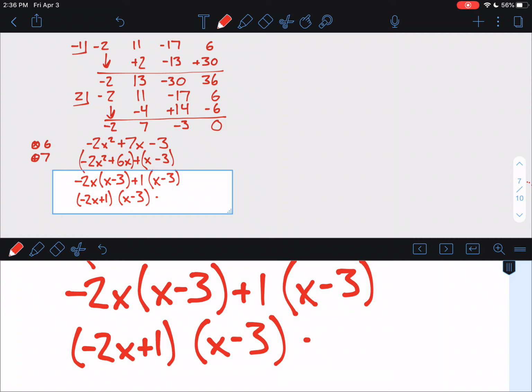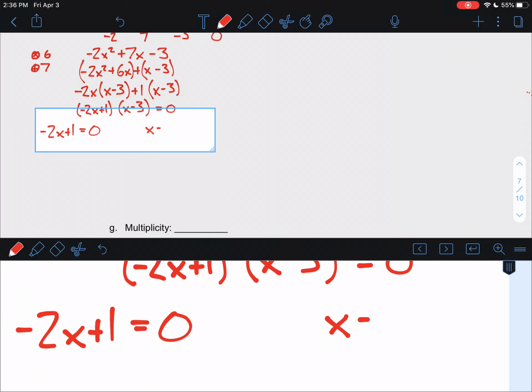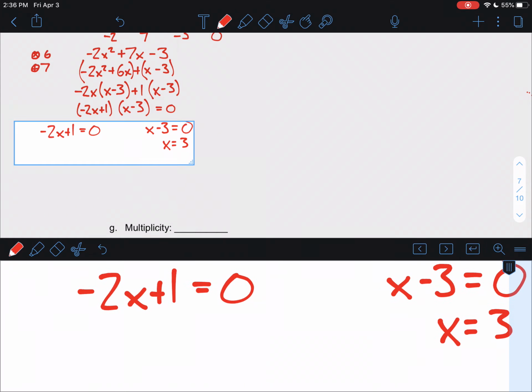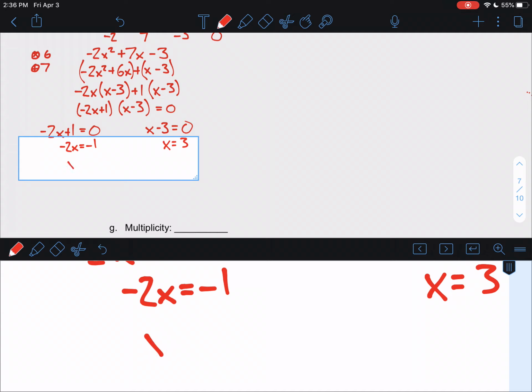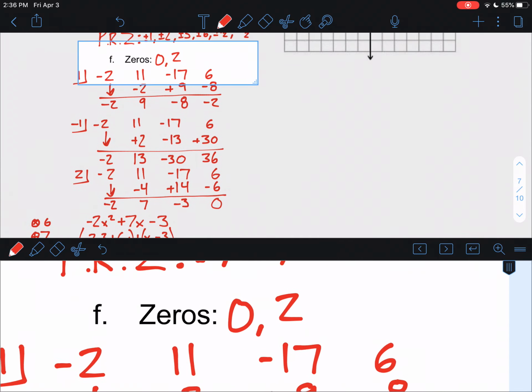And to find the zeros, just set both equal to 0. So this means I got negative 2x plus 1 equals 0, and x minus 3 equals 0. If x minus 3 equals 0, add 3 to both sides, x equals 3. If negative 2x plus 1 equals 0, subtract 1 from both sides, so I got negative 2x equals negative 1. And then I'm going to divide both sides by negative 2, so x equals positive 1/2, which means my other two zeros were 3 and 1/2.